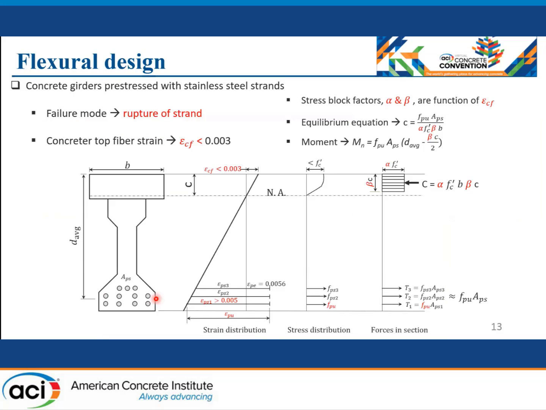Flexural design. All the girders tested failed due to rupture of the strands, which means that the strain in the bottom layer of strands reached its ultimate capacity, while the concrete in the extreme compression fiber did not reach its ultimate strain of 0.03. Therefore, the stress block factors alpha 1 and beta 1 specified in the ACI cannot be used, because the values given in ACI 318 are only for when the strain is equal to 0.03.